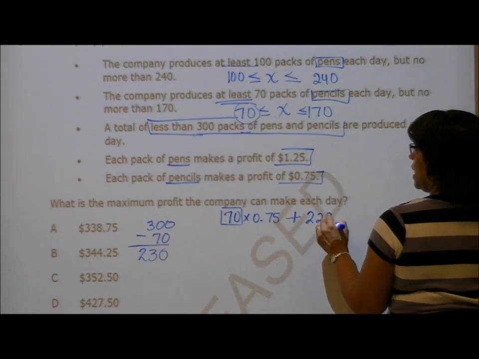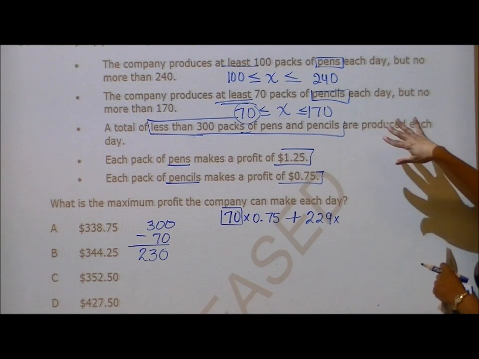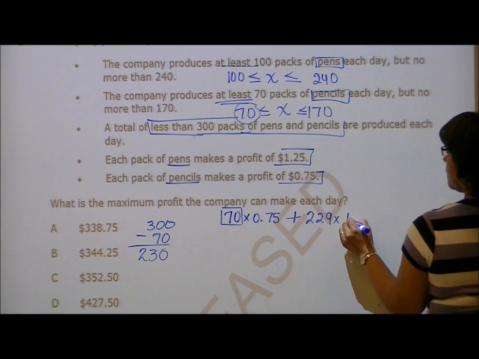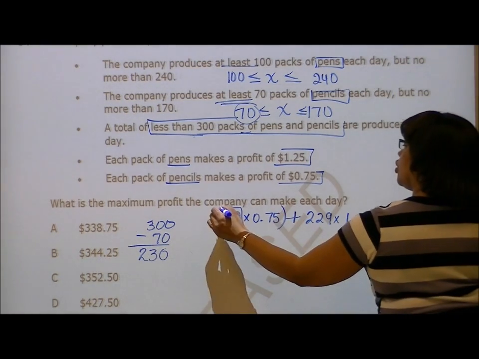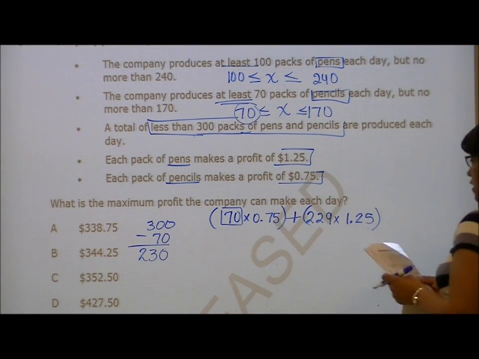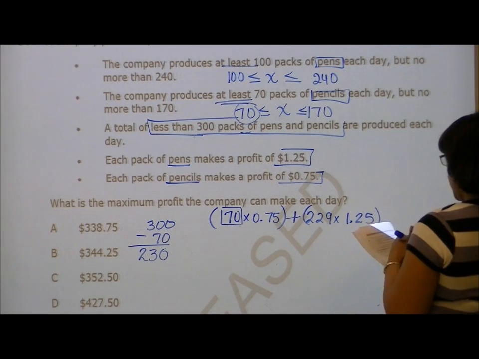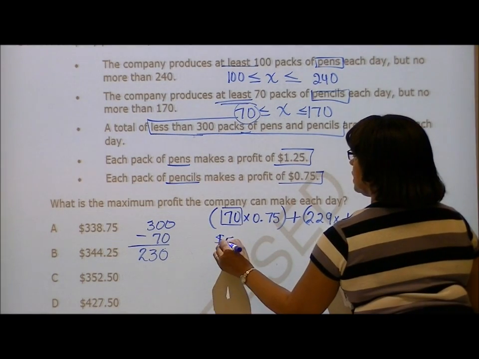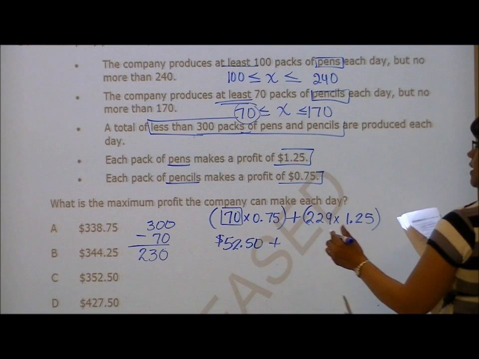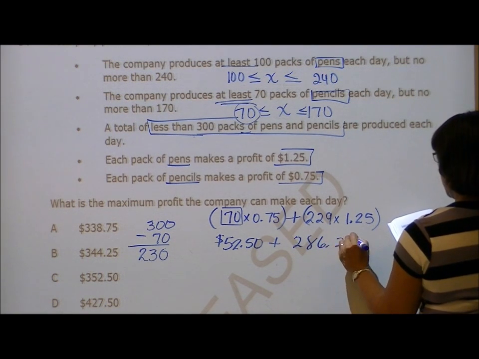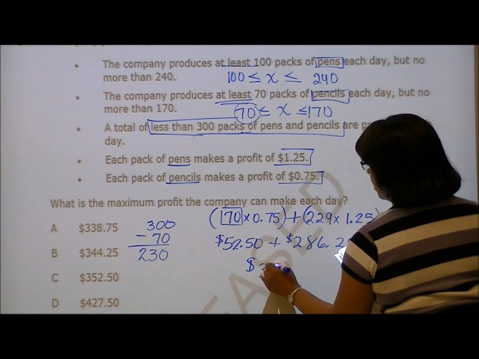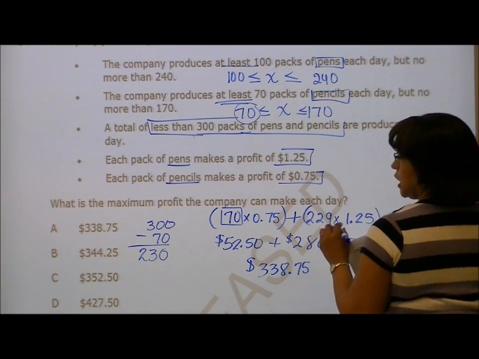So we're going to have 229 pens, but then if you look at the cost of pens, pens cost, where is it? $1.25. Okay, so you're going to do your pencils plus your pens, and that's going to let you know your answer as to what you need. Let me see what I got when I multiply. So for 70 times 75 cents, I got $52.50. And then when I multiply 229 times $1.25, I got $286.25. And when I found the sum of those, when I added them up, I got $338.75. So that's your A.